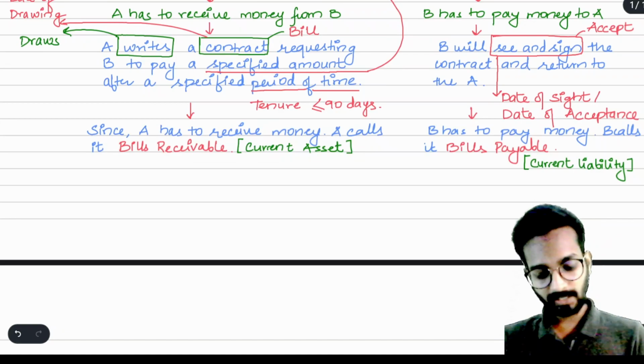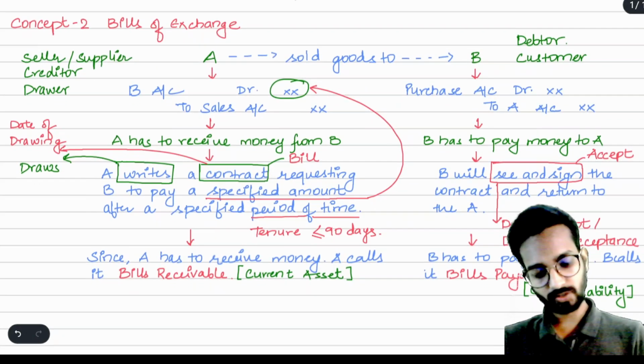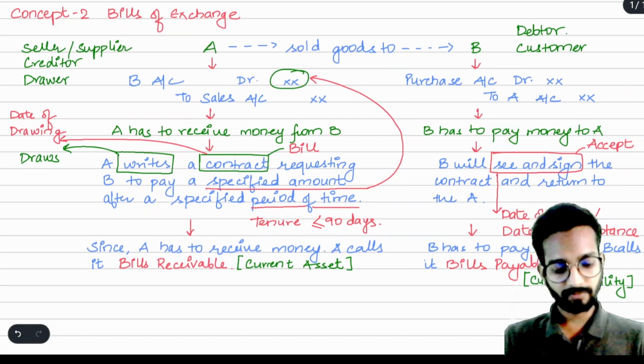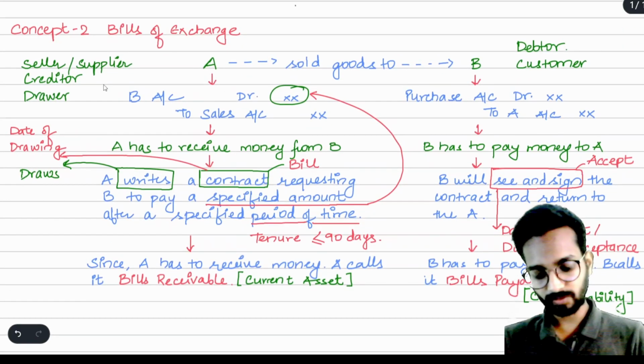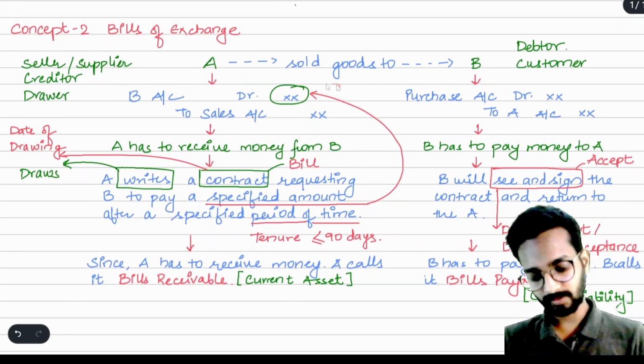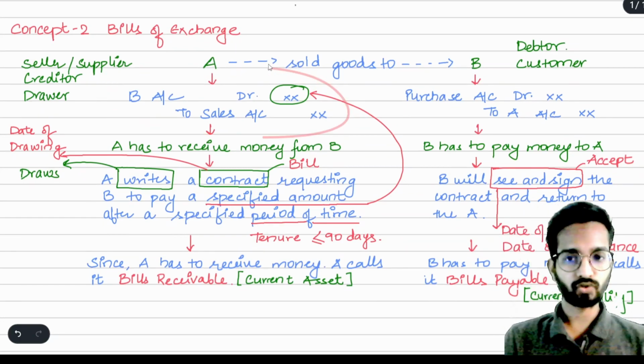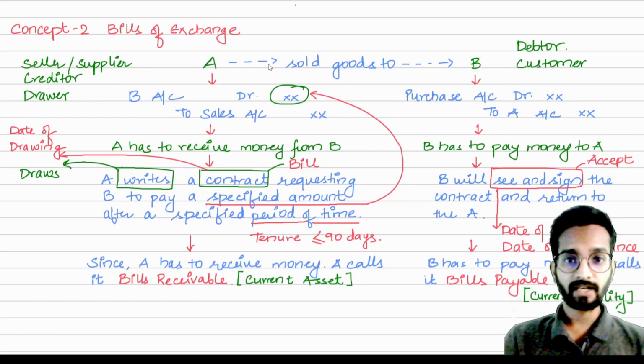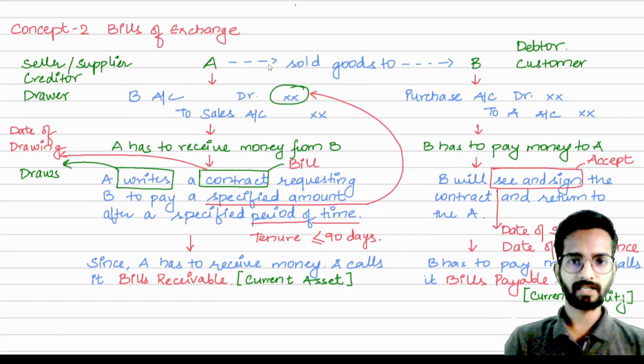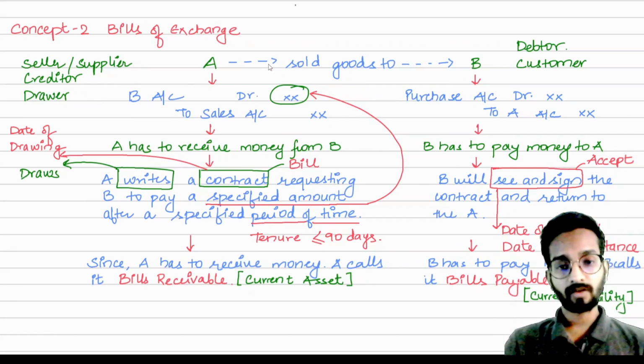Now A has to receive money. So what has happened right now? See, understand. A sold the goods. So A first wrote B account debit to sales. Did he get any money? No sir, he did not get any money. He did not get cash, he did not get check, he did not get online payment, nothing. What did he get from B? See, B signed the document. So A can say, I have got the bills receivable.